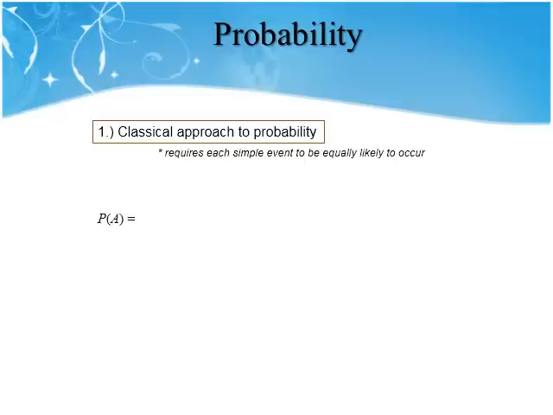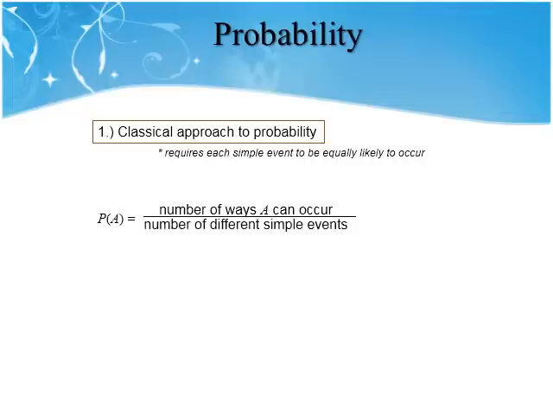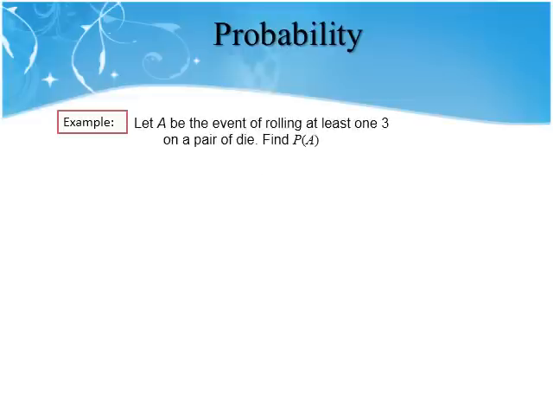So what we do with the classical approach, in order to find the probability that an event A has occurred, we first find the number of ways that A can occur. That is, the number of simple events that make up A. Then we think about how many simple events are in the sample space, and we divide by that number. As an example, let A be the event of rolling at least 1 3 on a pair of dice. Find the probability that A occurs.